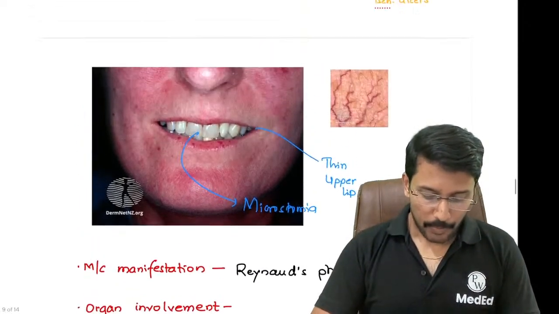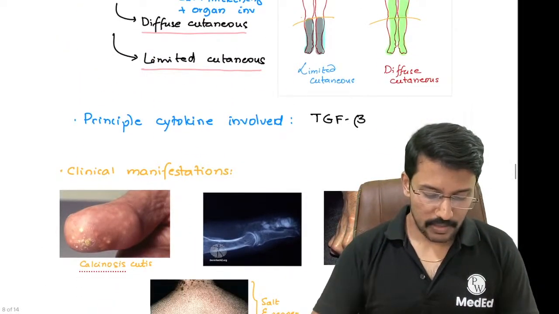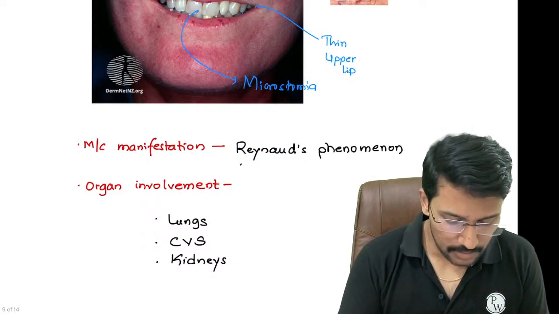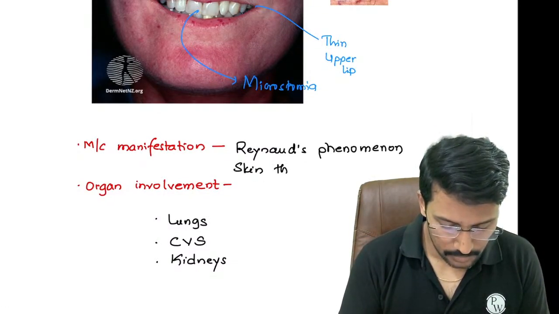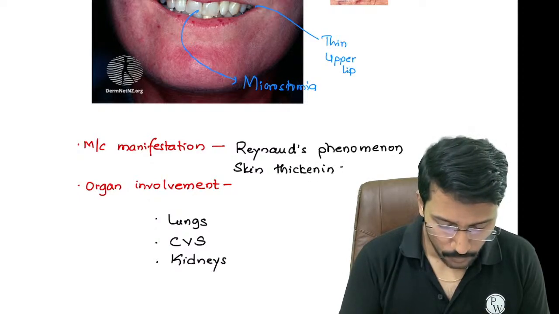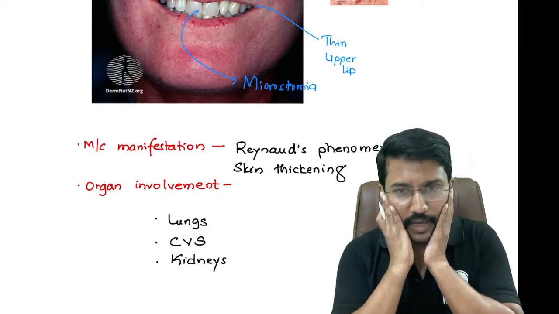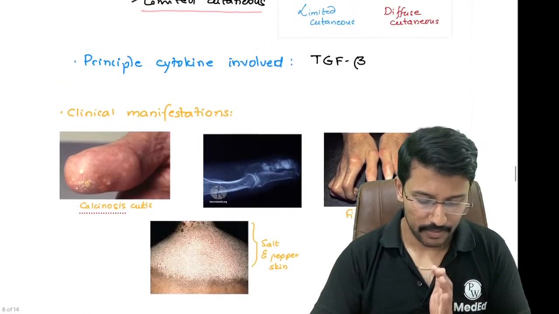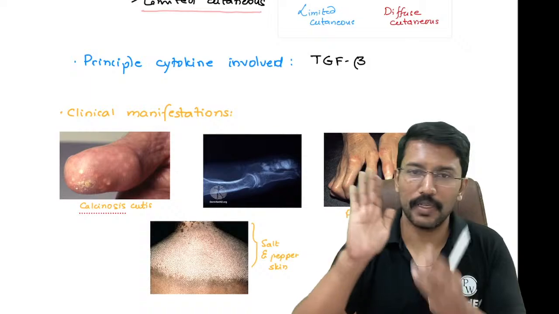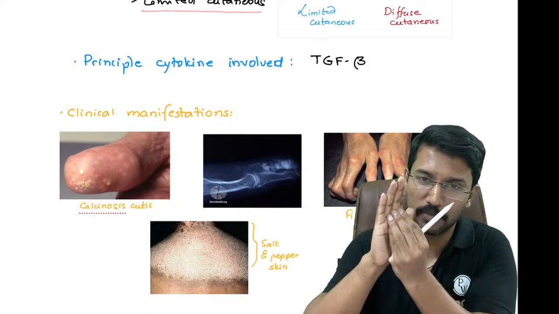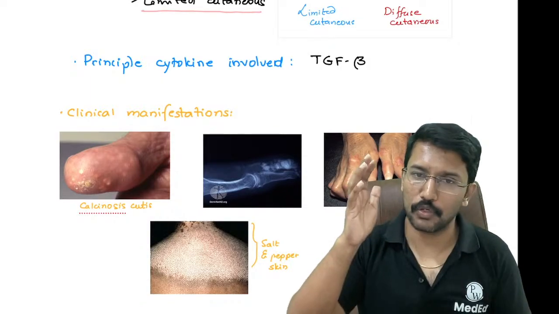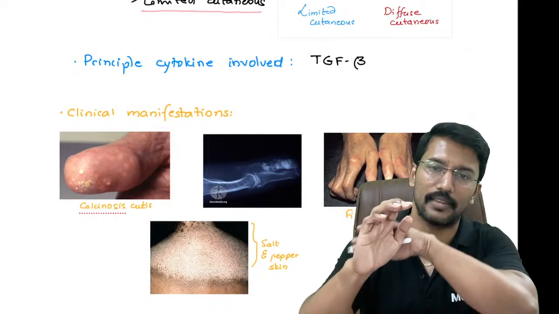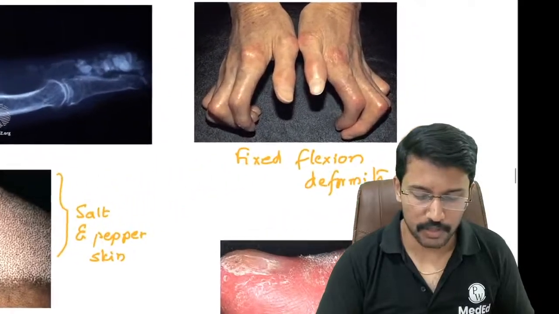Apart from that, there are various changes that we see in the skin, right? Apart from Raynaud's phenomenon, the other common manifestation is skin thickening. And the skin thickening usually affects the face and hands first. So what happens in the hand when there is thickening of the skin? Usually the palmar aspect becomes thicker than the dorsal aspect. And because of that, the fingers get flexed, because the thickening is more on the palmar side than the dorsal aspect, and it gives rise to this kind of a picture.